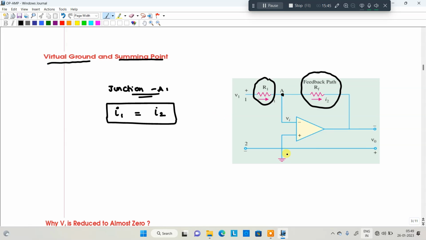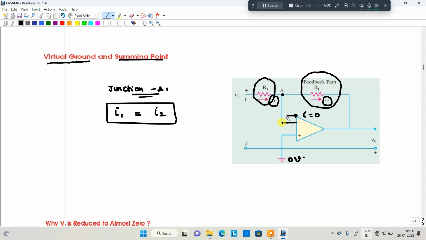Virtual ground, the name itself says virtually grounded, not physically grounded. How is that? Just now I mentioned that the current flowing through the op amp is 0. Whenever the current flowing through the op amp is 0, whatever current I1 you give, the same current flows through I2, both currents are equal, because there is no current flowing through the op amp. What is the potential available here? 0 volt, because it is grounded.